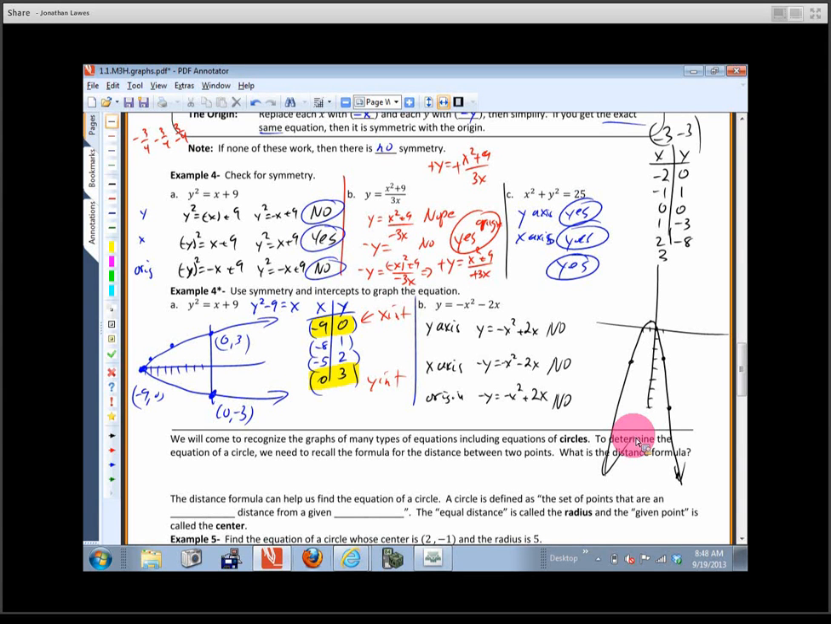What I need you to be doing is get on the homework, get the stuff done that we've covered, which is all the equations and symmetry and stuff like that. We'll cover circles at the beginning of class tomorrow, and then you can finish it up. This will be due on Monday.